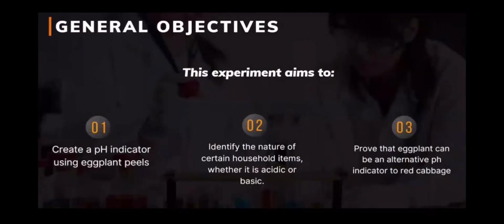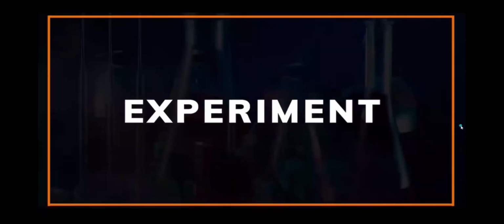This experiment aims to create a pH indicator using eggplant peels. The next is to identify the nature of certain household items, whether it is acidic or basic. And lastly, to prove that eggplant can be an alternative pH indicator to red cabbage. Okay, so let us now move on to the experiment itself.